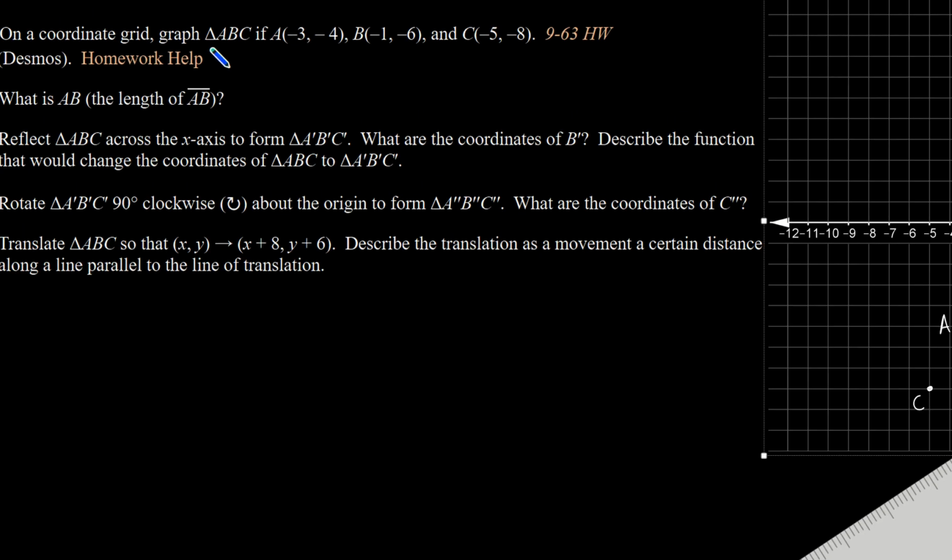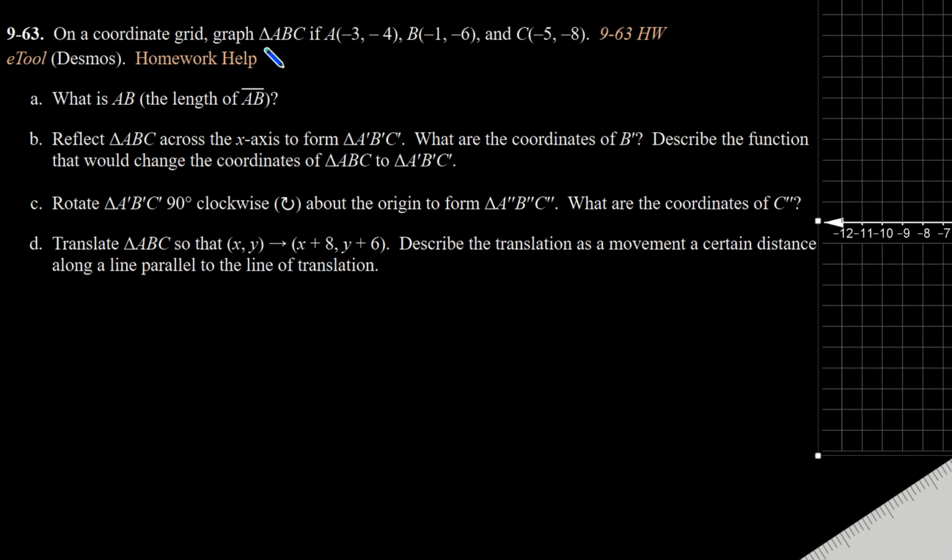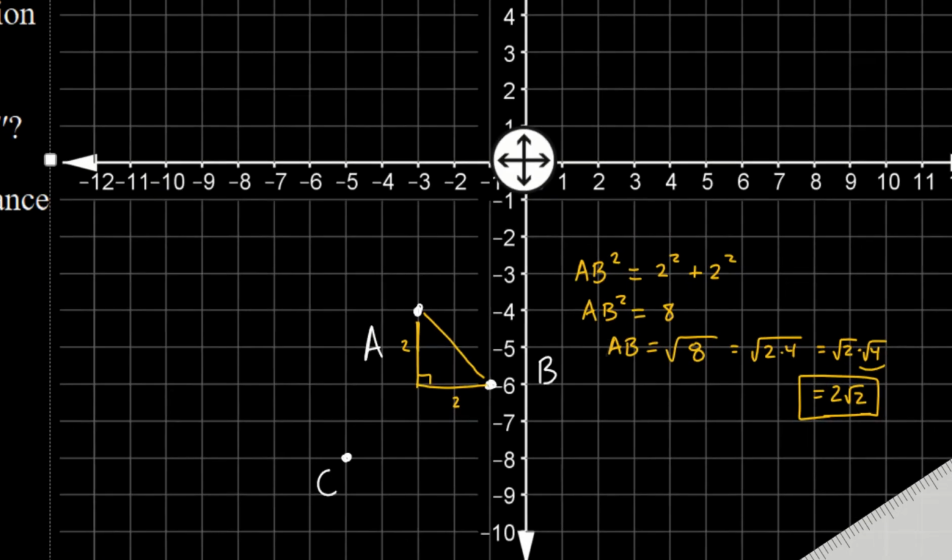Next question says, reflect this triangle across the x-axis to form A prime, B prime, C prime. What are the coordinates of B prime? Describe the function that would change the coordinates of ABC to A prime, B prime, C prime. Ooh, that's cool.